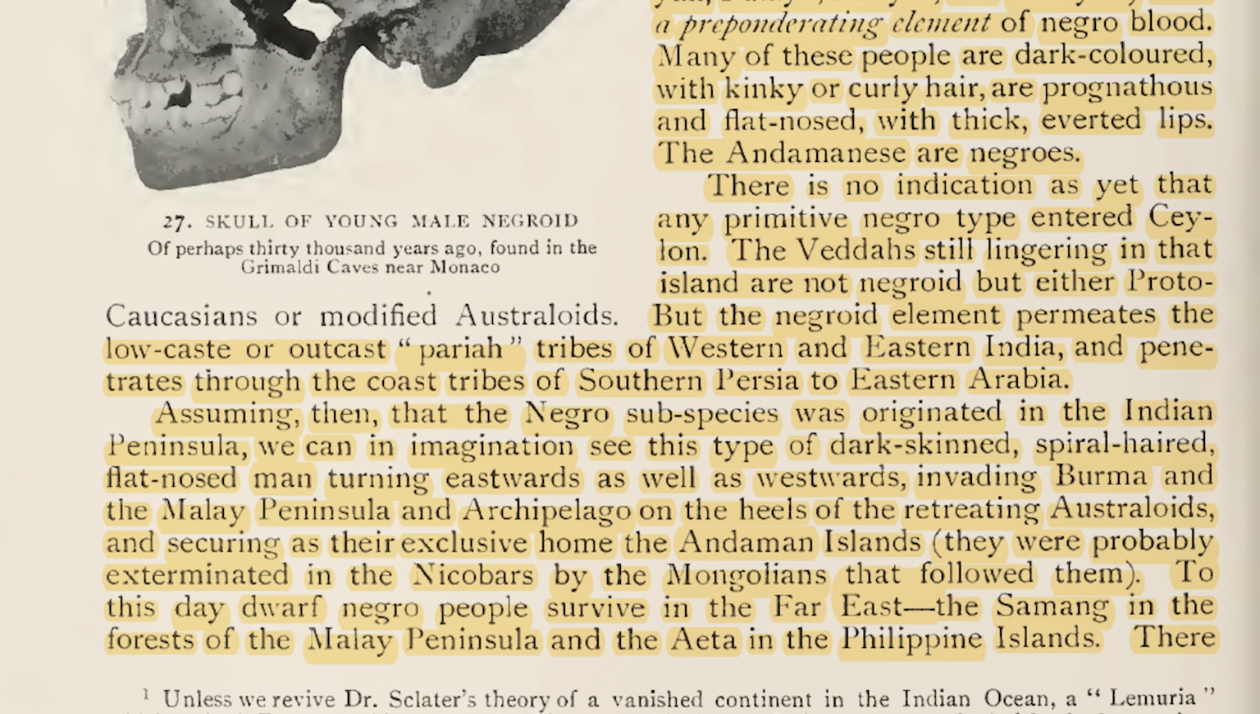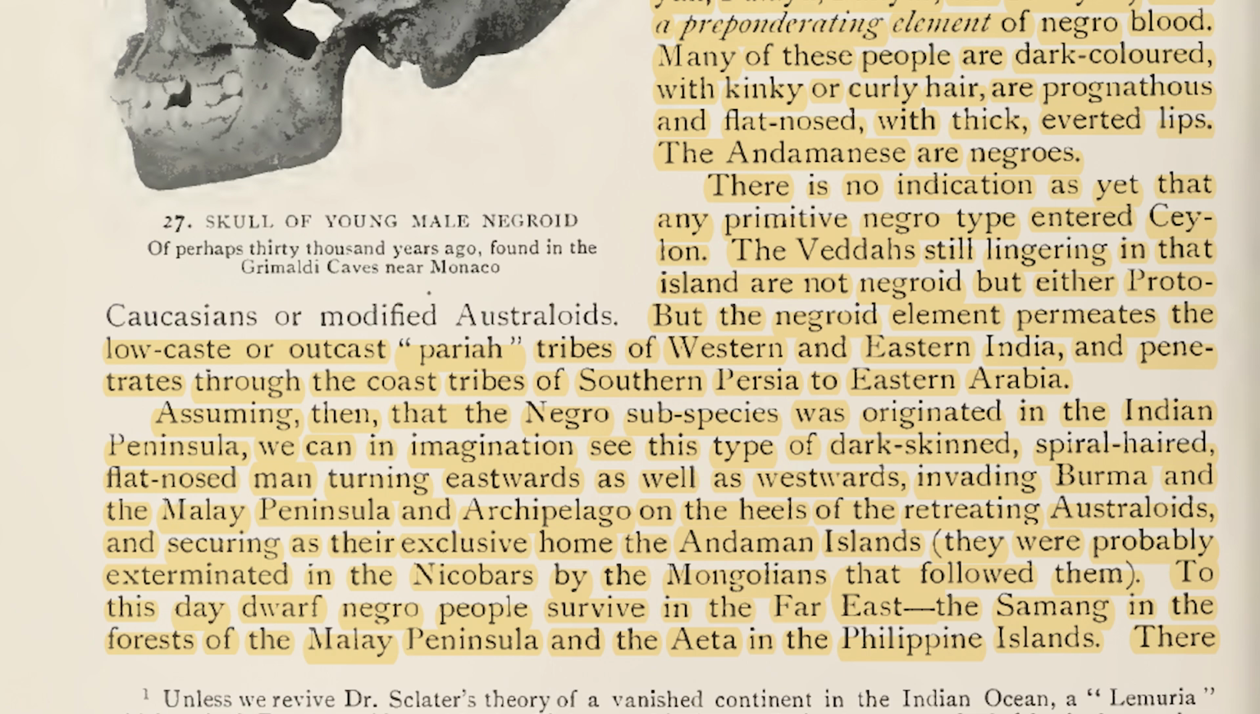It says that there is no indication as yet that any primitive Negro type entered Ceylon. The Veddas still lingering in that island are not Negroid, but either Proto-Caucasians or modified Australoids, but the Negroid element permeates the low caste or outcast pariah tribes of western and eastern India and penetrates through the coast tribes of southern Persia to eastern Arabia.